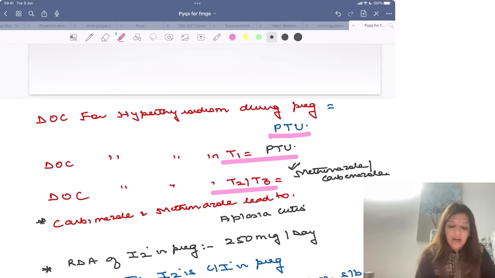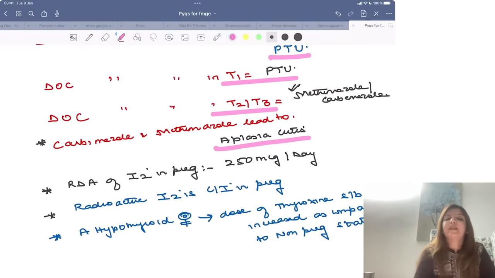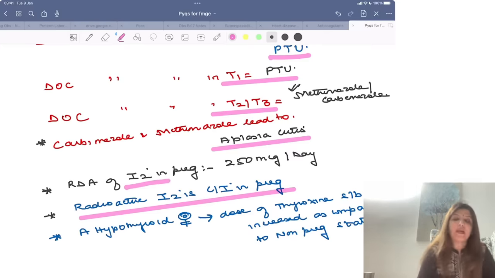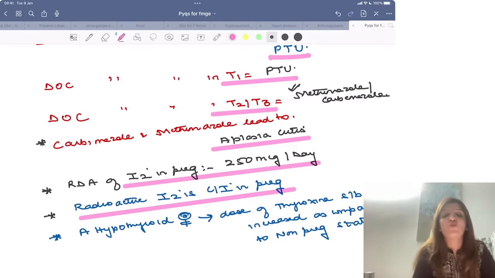Right? Now, carbimazole and methimazole lead to one problem. That is why they are not used in first trimester, and that is aplasia cutis. Another very important point: radioactive iodine is contraindicated in pregnancy. They can ask you what is the RDA. RDA is recommended daily allowance of iodine in pregnancy, which is 250 micrograms per day.